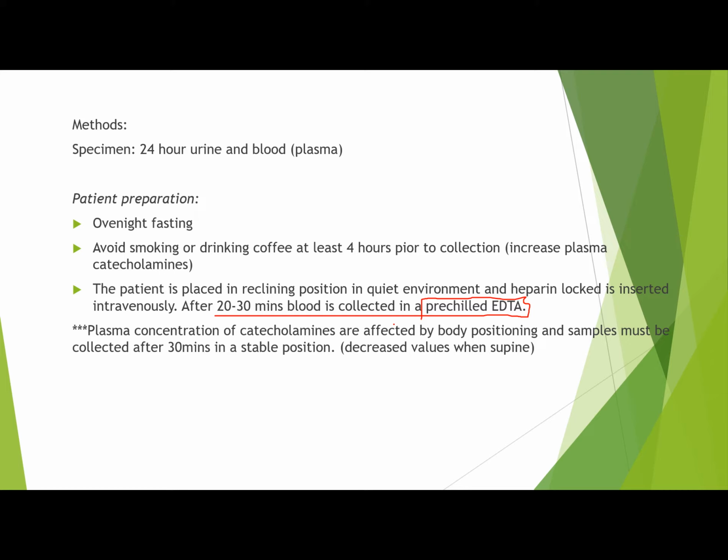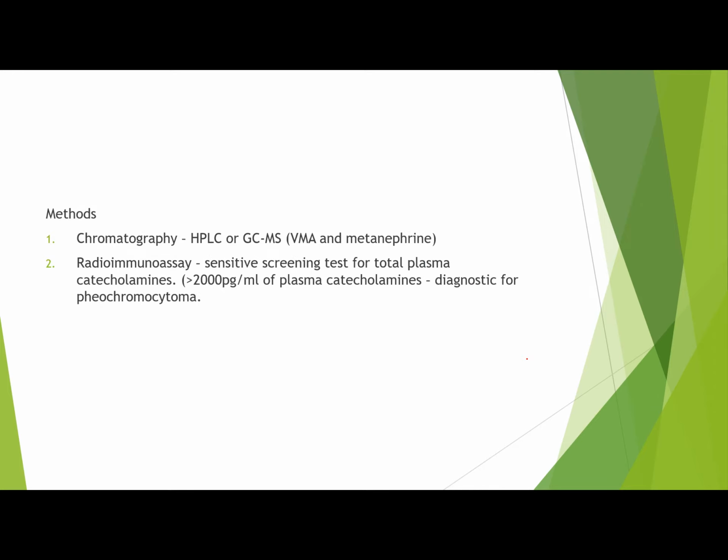So, another consideration here, class, is body position, and samples must be collected after 30 minutes in a stable position. Values decrease when in supine position. Methods used, class, are chromatography, either high performance liquid chromatography or GCMS for VMA and metanephrine. Radioimmunoassay could also be used. This is a sensitive screening test for total plasma catecholamines, usually greater than 2,000 picograms per ml of plasma catecholamine. Diagnostic for pheochromocytoma.